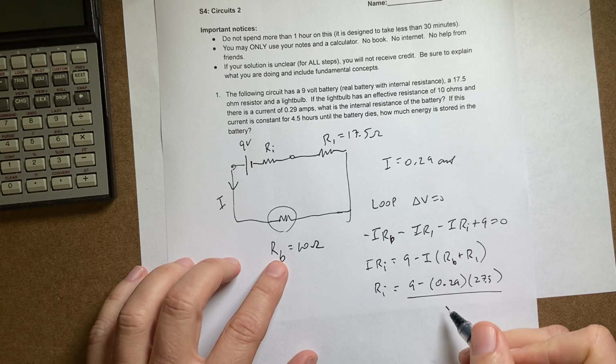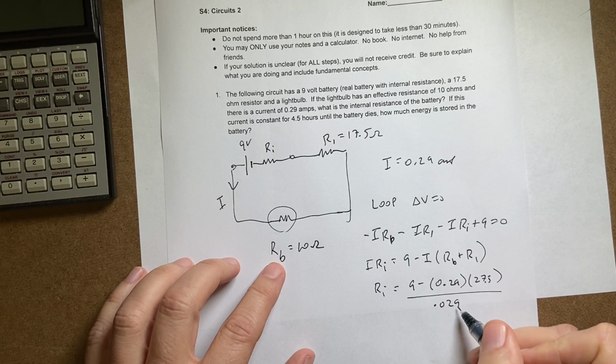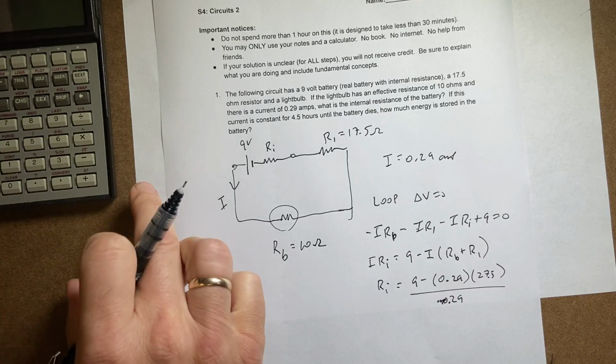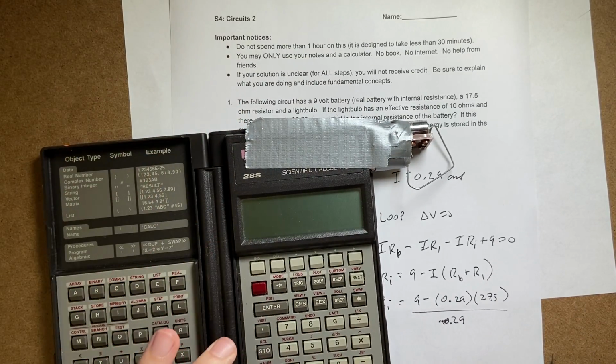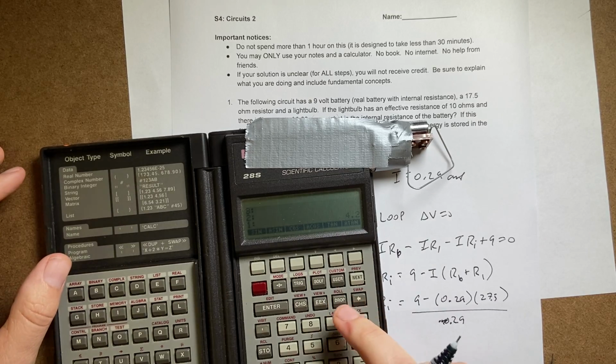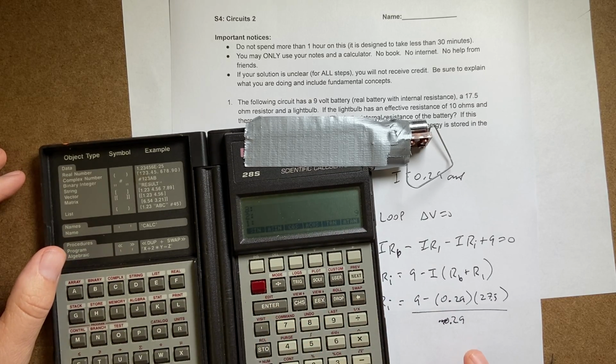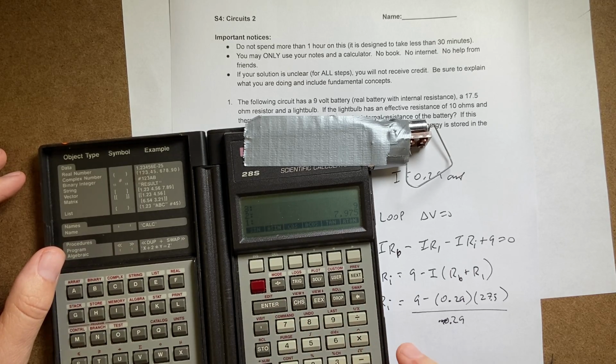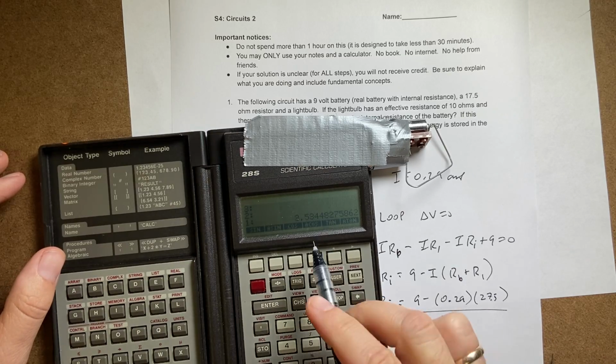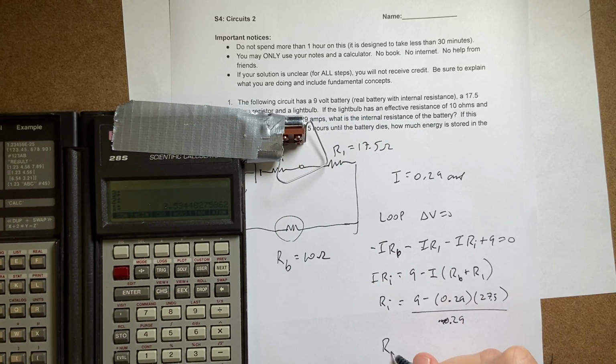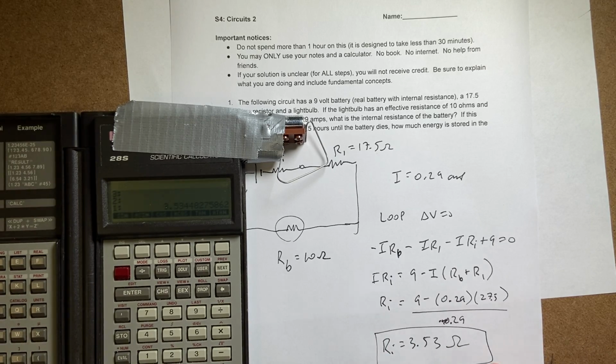all of that divided by 0.29. Okay. So let's get my calculator working. So I get 9 enter 0.29 enter 27.5 times minus, and then, good thing I didn't get a negative current, minus that, and then divide by 0.29, and I get R internal equals 3.53 ohms. That's the internal resistance of the battery.